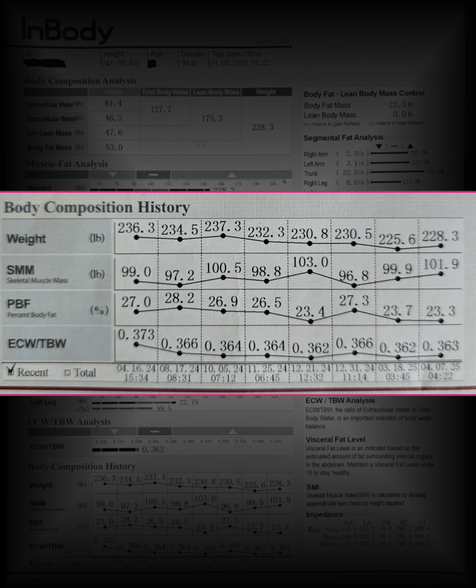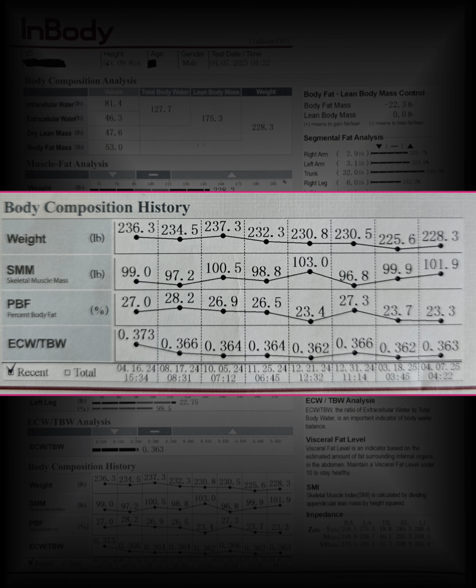So what should you do? Monitor that ECW TBW ratio. If it's high, focus on improving recovery, hydration, and reducing training intensity. Inaccurate testing conditions. What's happening? Testing after a meal, workout, or during dehydration could skew results. Like I said, always try and do your InBody at the same time every time you get on it. The best time to do it is in the morning after you've gone to the bathroom and you have an empty stomach.